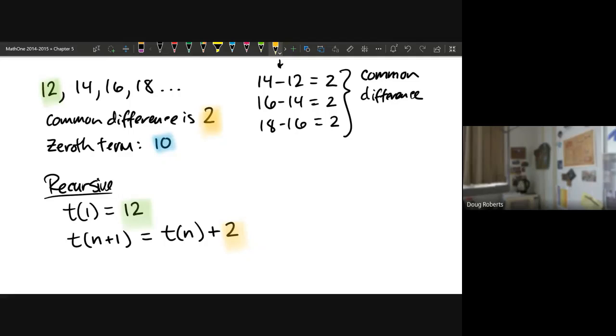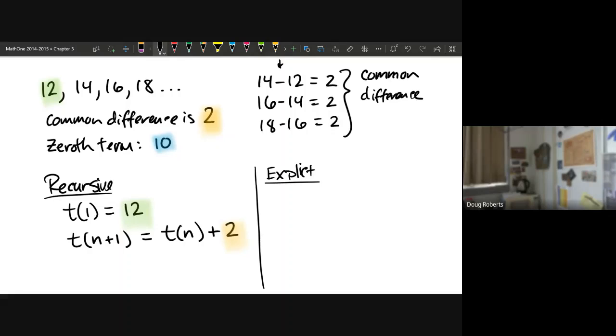So this is the recursive thing. I'm going to stop there. But now let's take a look at what we call the explicit rule. I'm going to write the explicit rule 2 ways. Only one of them is necessary. So the explicit rule.